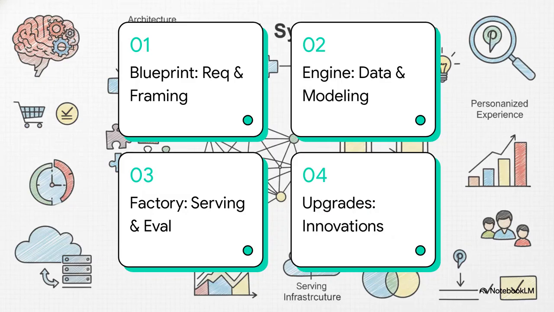So here's our game plan. We'll tackle this in 4 parts. We'll start with the blueprint, getting the requirements down. Then we'll get into the engine room to talk data and modeling. After that, we'll look at the factory, which is all about serving and evaluation. And finally, we'll cover the upgrades, the really cool innovations that take this thing to the next level.